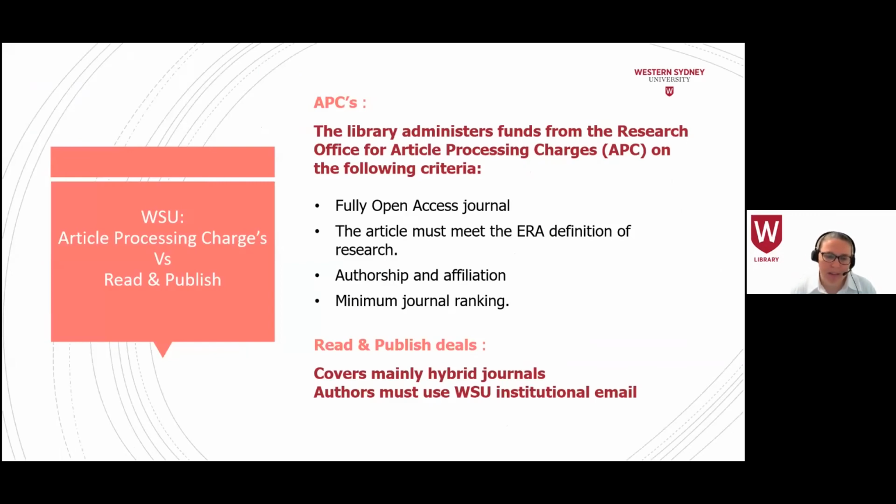So at the moment and in the past, the library has distributed funds from the Research Office for article processing charges for open access articles. In those cases, it had to be a fully open access journal and it had to meet the ERA definition of research. It had to be a Western Sydney author with affiliation and it had to have a minimum journal ranking. The new read and publish deals mainly cover hybrid journals and the authors have to use their Western Sydney University institutional email address.